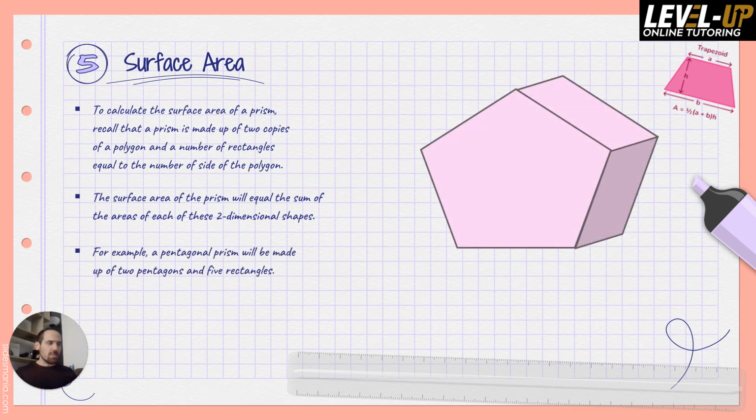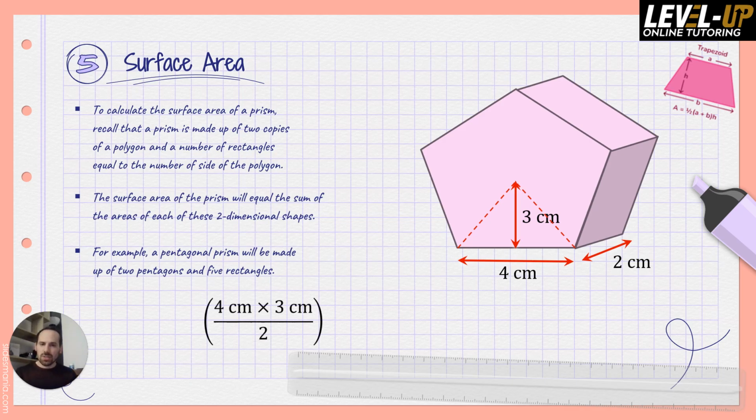So for example, if we take a pentagonal prism, and we're given some information like this about it, how do we calculate its surface area? First of all, let's just look at the pentagon at the front, because we already know how to do that. We've done this before. We can divide it up into triangles like this. Each triangle is base times height divided by 2. So 4 times 3 divided by 2, and 5 of them will make up that pentagon face. So that pentagon is going to be called this.